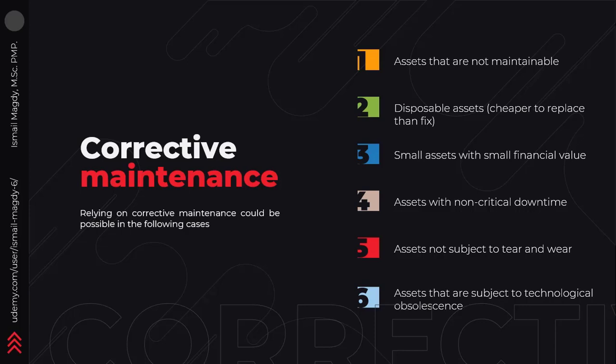In all of those cases, we rely on a technique that is called run to fail, which simply means that we will not be involved in any kind of maintenance till that asset faces a failure. Only then we start the maintenance process, either by repair or replacement.